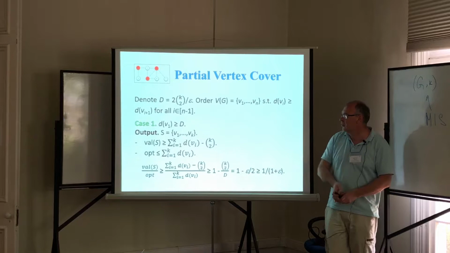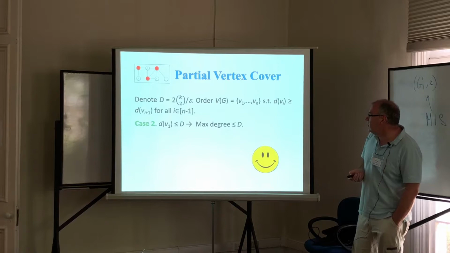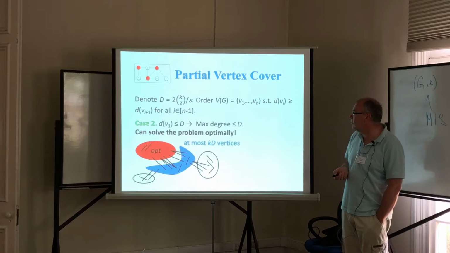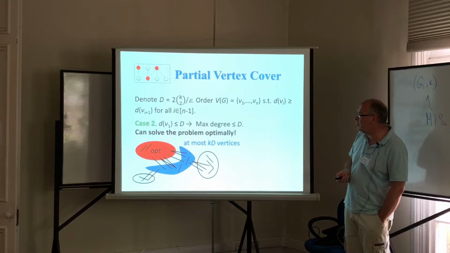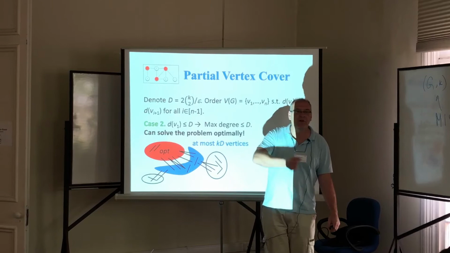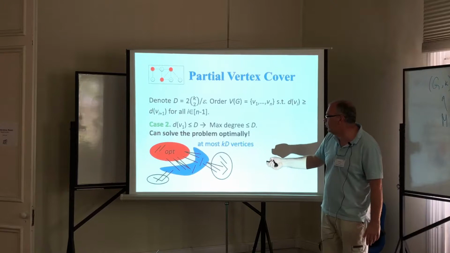Let's see what happens if this degree is at most D. Then this is the maximum degree, and in this case I'm claiming that I can solve the problem optimally in time FPT in K. How can I do it? I have a graph, and I have a set of vertices of size K. The degrees of the vertices are bounded. Now I am asking what is the best situation: at most k times D vertices to be considered for the optimal solution.